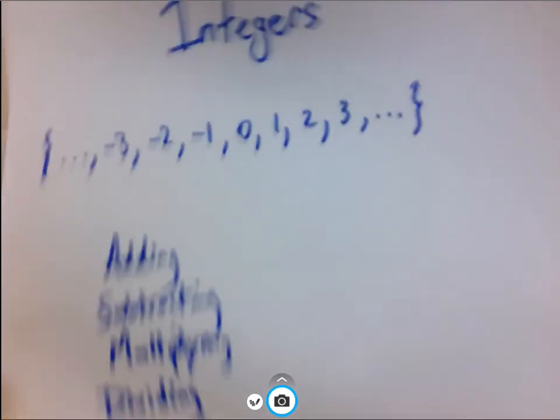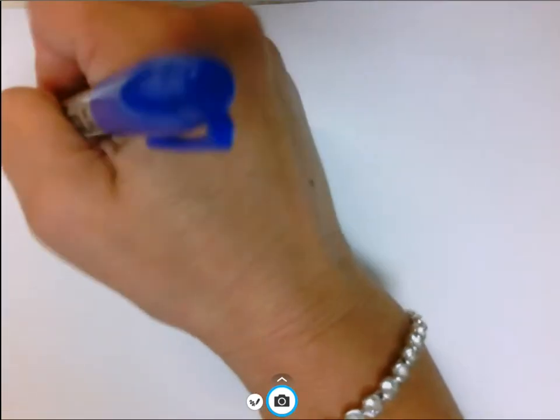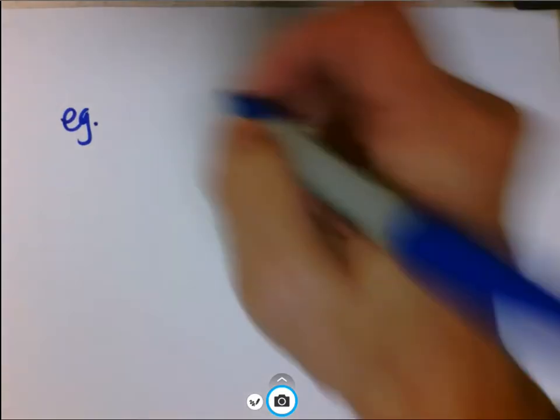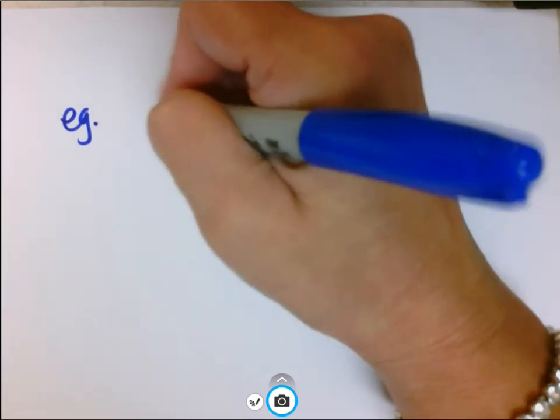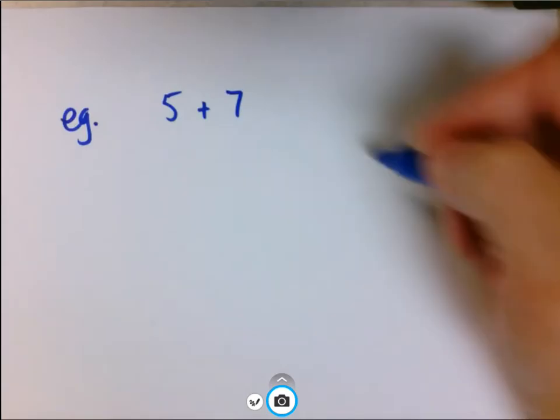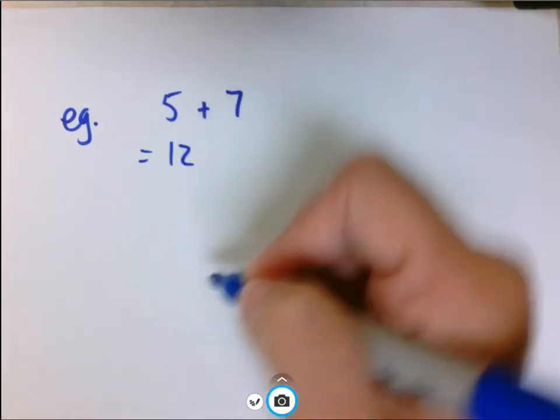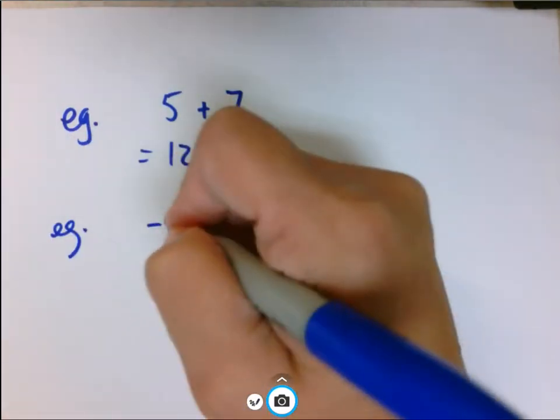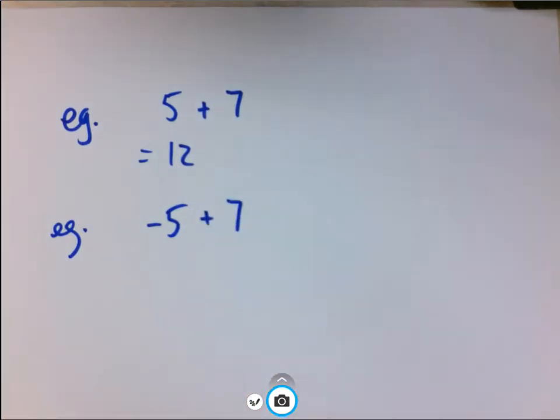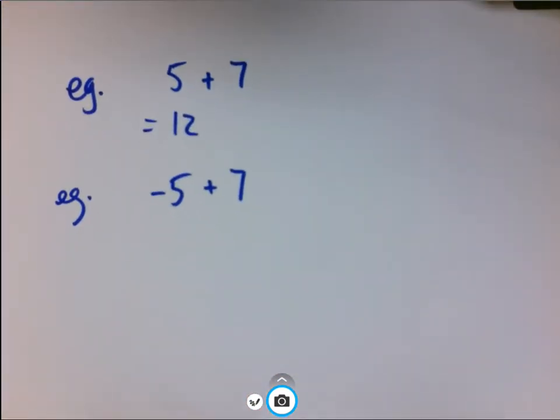So let's see. Okay, so example, suppose I'm going to add two positive numbers. So let's say I go 5 plus 7, so positive 5 and positive 7. Okay, so that is just regular 12. Another example, let's go negative 5 and positive 7. So now a negative number and a positive number.